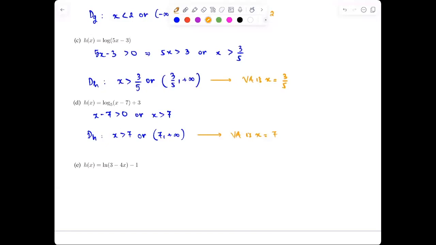Similar to example D, the function in E is a natural log function of 3 minus 4x. So 3 minus 4x is greater than 0. That is the domain of the function. The negative 1 is there for transformation. You shift the function down by 1 unit. Good. So 3 minus 4x greater than 0 is the domain.